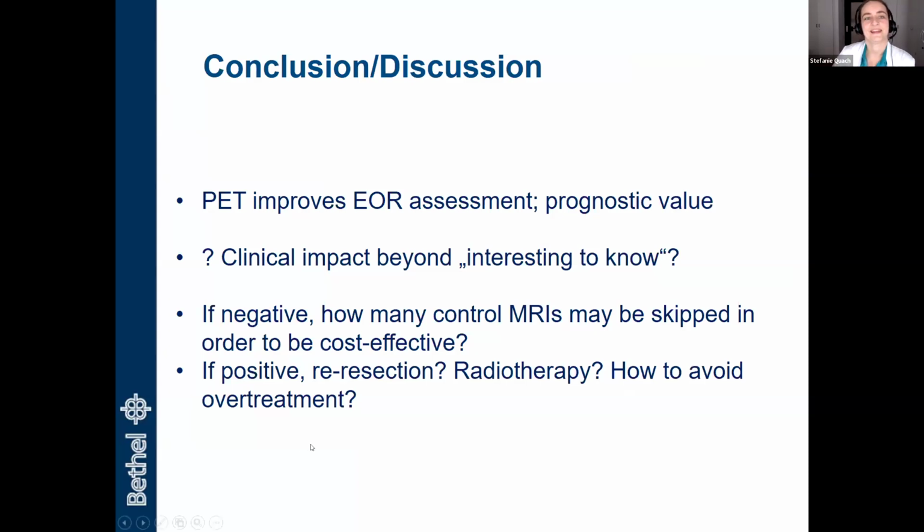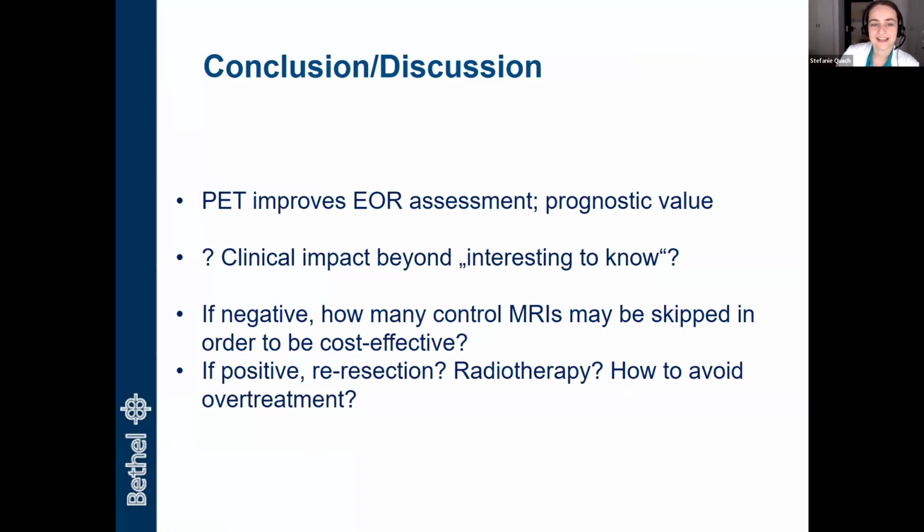So to sum up this presentation, DOTATATE PET, from how I read the paper, does improve extent of resection assessment and is of prognostic value for meningioma grade 1 patients.